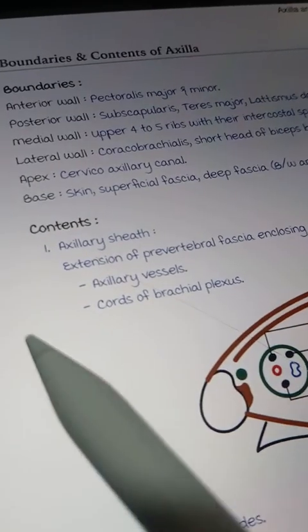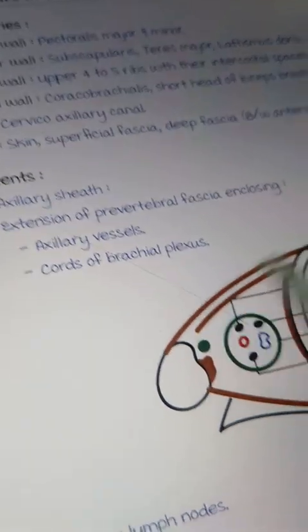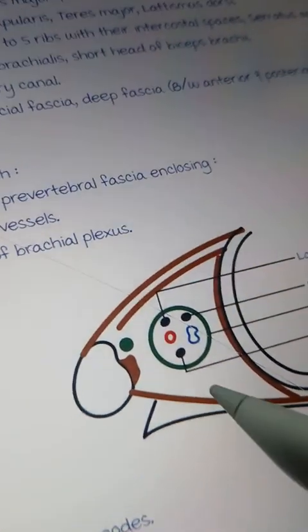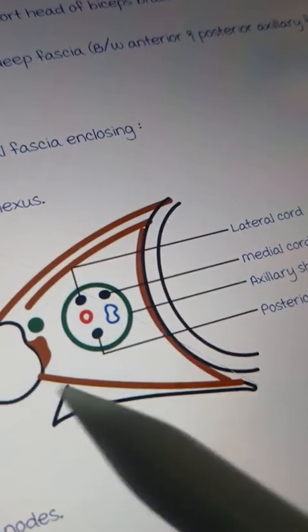What we have next is the content of the axillary sheath. This structure is called the axillary sheath. I can show you here, see. So this structure is called the axillary sheath. The axillary sheath is an extension of the prevertebral fascia, and this prevertebral fascia consists of the axillary vessels and the cords of the brachial plexus.